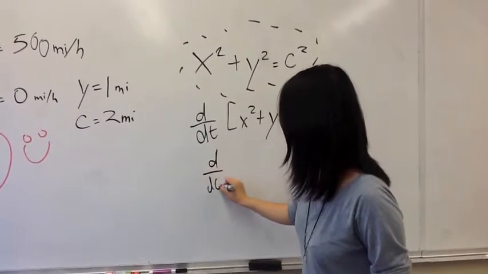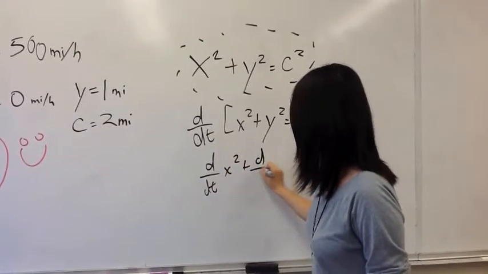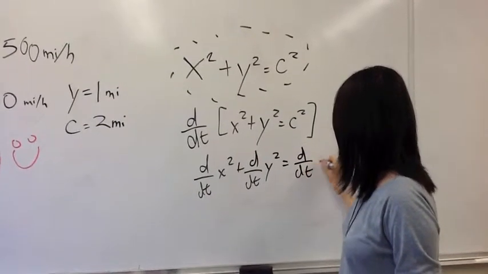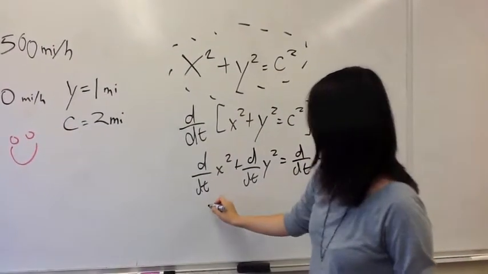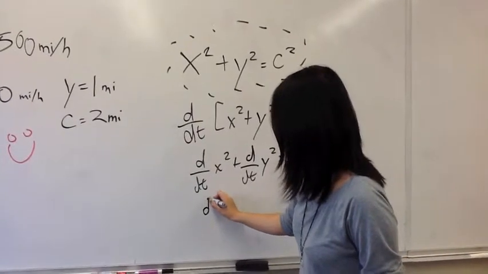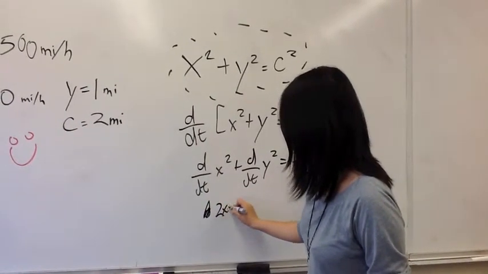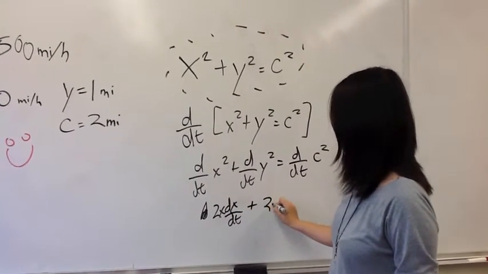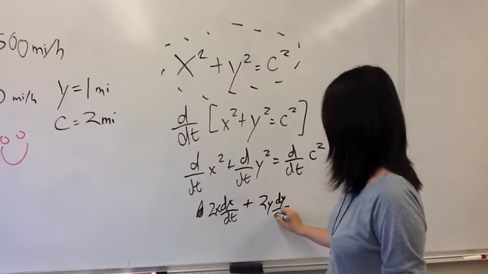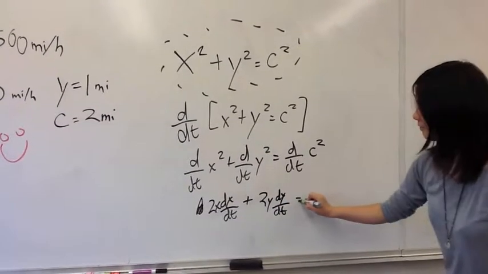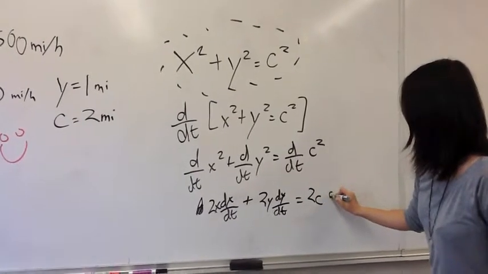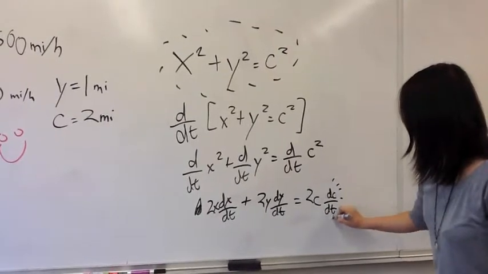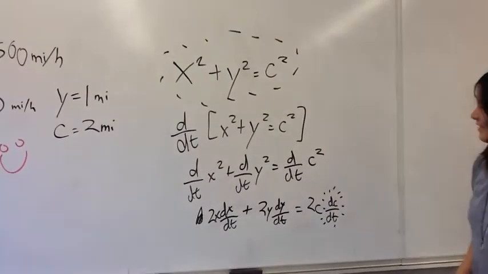Now she is taking the derivative of each individual variable. The derivative of x squared is 2x times dx over dt, plus 2y times dy over dt, which is the derivative of y squared. And that equals the derivative of c squared, which is 2c times dc over dt. And dc over dt is our Waldo.